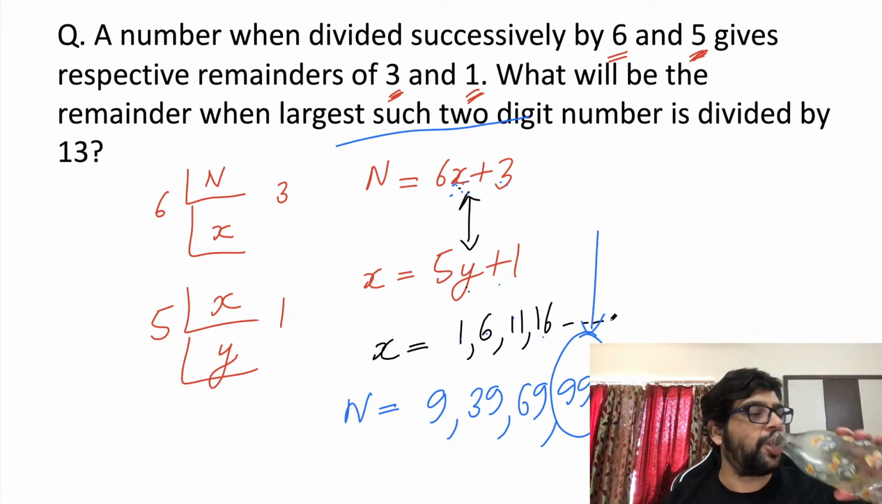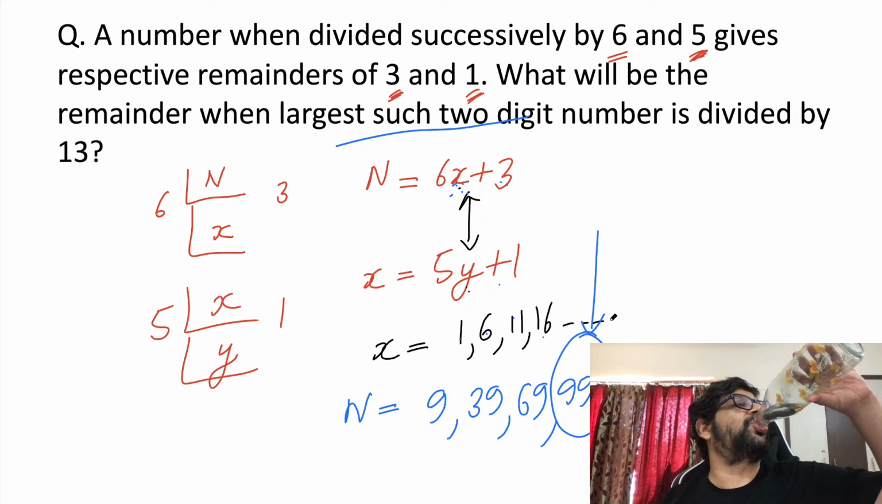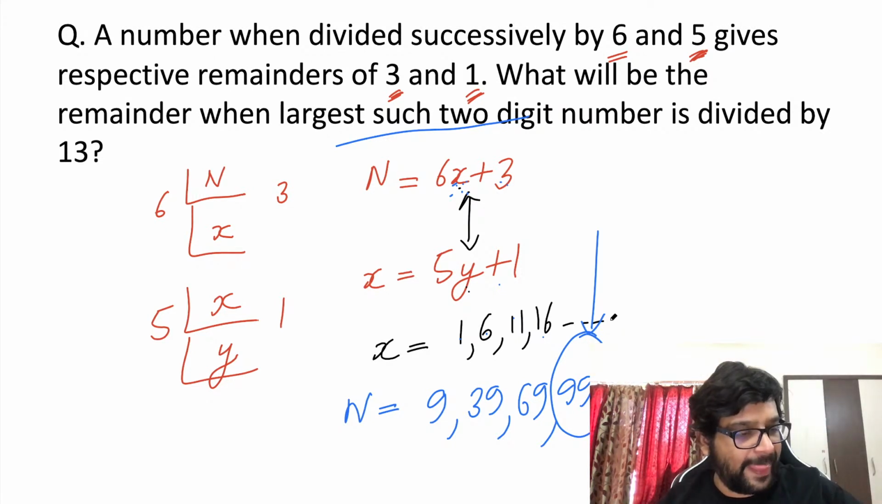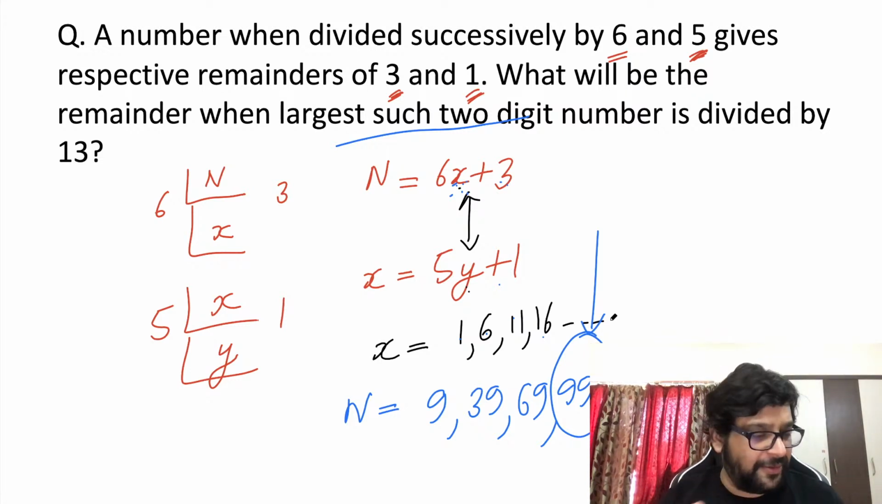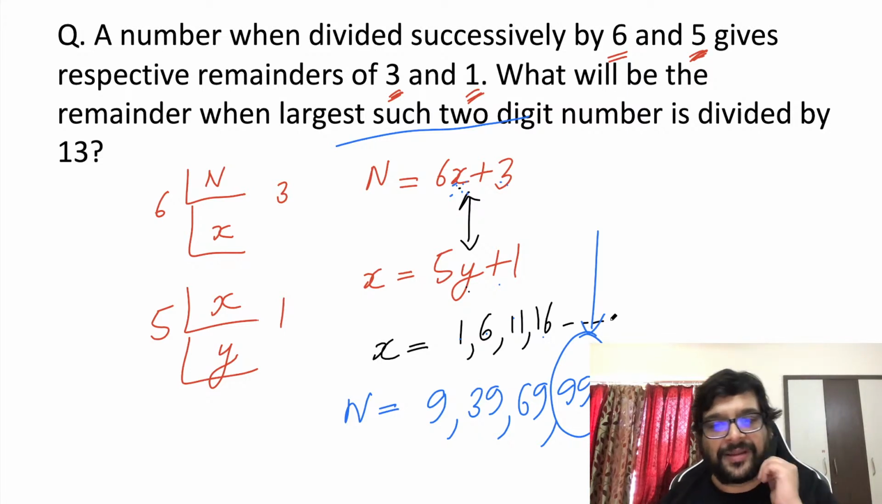Are you guys okay with this? Largest such two-digit number comes out as 99. Vasudha, Gautam, Apurv, are you okay with this value? By assuming values of x, I assumed values of n, and then I got this as the answer.